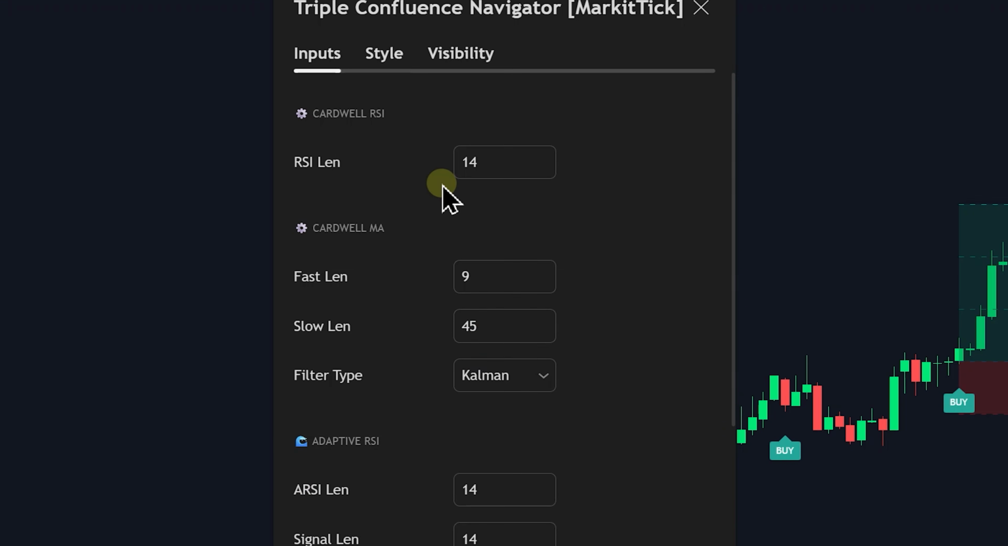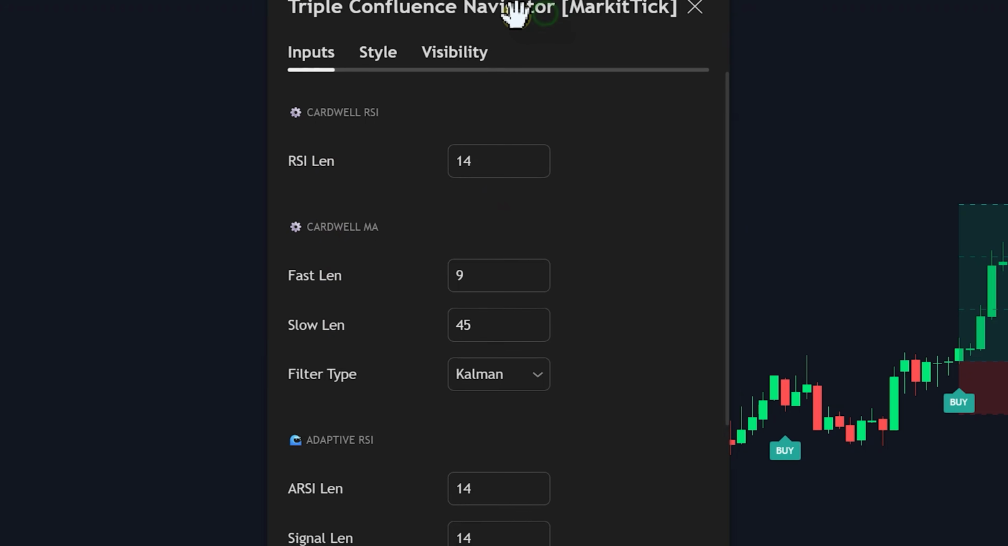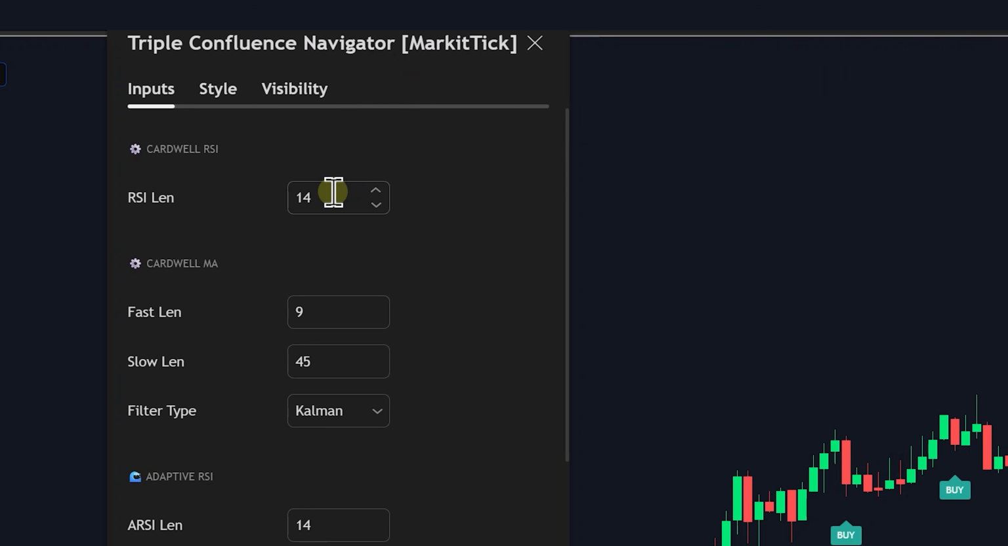The first group controls the momentum calculations. Here you'll find the RSI length together with the fast and slow smoothing lengths. These determine how sensitive the momentum module becomes. Lower values produce earlier signals but can also generate more noise. Higher values smooth the signals and overall produce fewer but stronger setups.